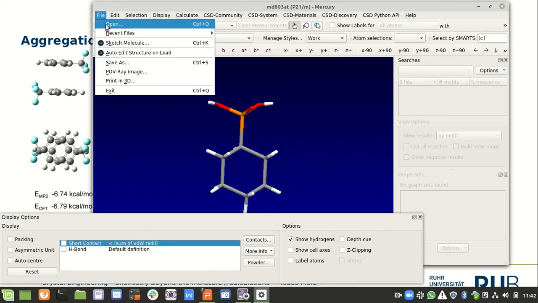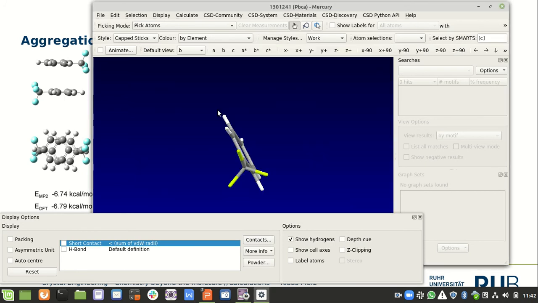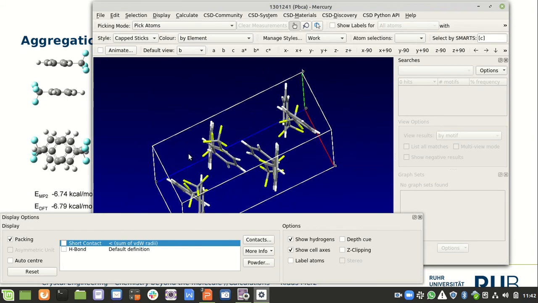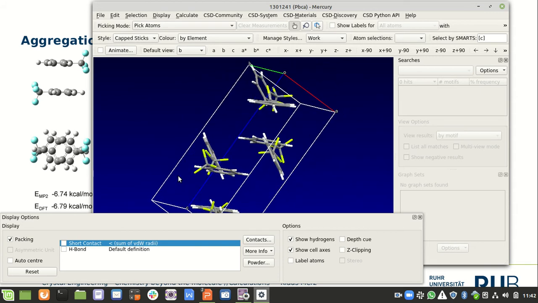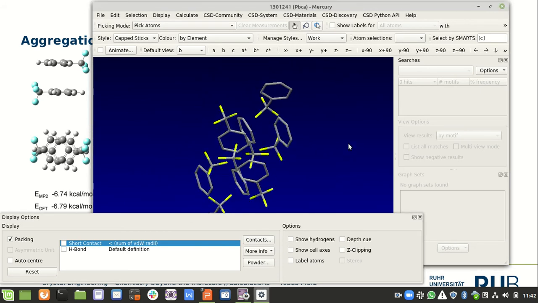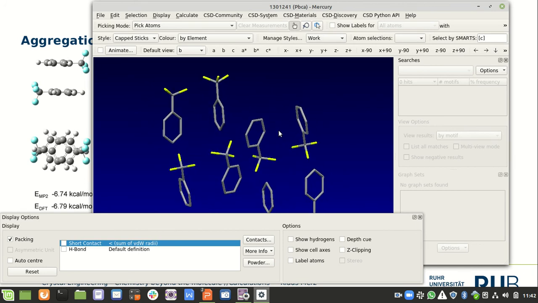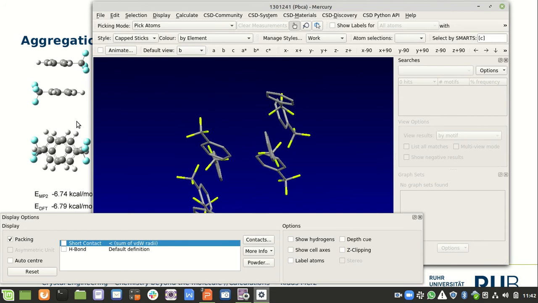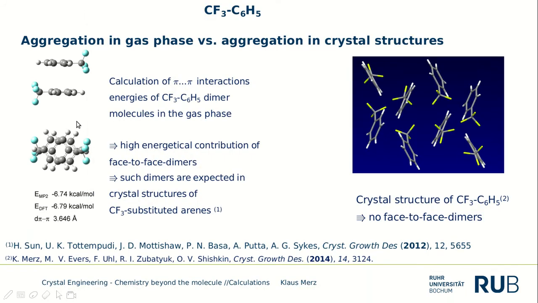And look here, CF3. This is the crystal packing, no, this is the molecular structure, sorry, and this is the crystal packing. And what you see, or what you do not see, I would say this is the better thing: you see no dimers face to face. Going back, no face to face dimers, definitely not.